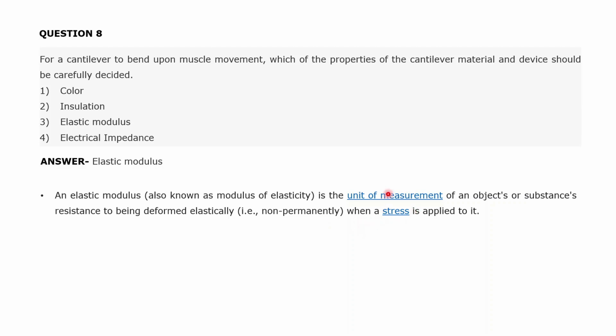The stress is because of the movement generated by the contraction as well as the relaxation of the muscles present in the cantilever. So that's the basic answer to this question. For a cantilever to bend upon muscle movement, which of the properties of the cantilever material and device should be carefully decided? The answer to this question is elastic modulus. I think this question is clear. Does anyone have any doubt regarding this?